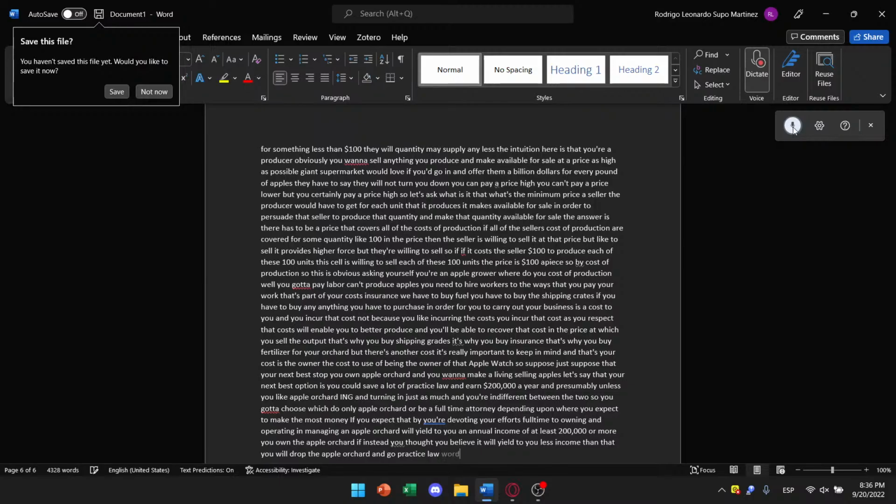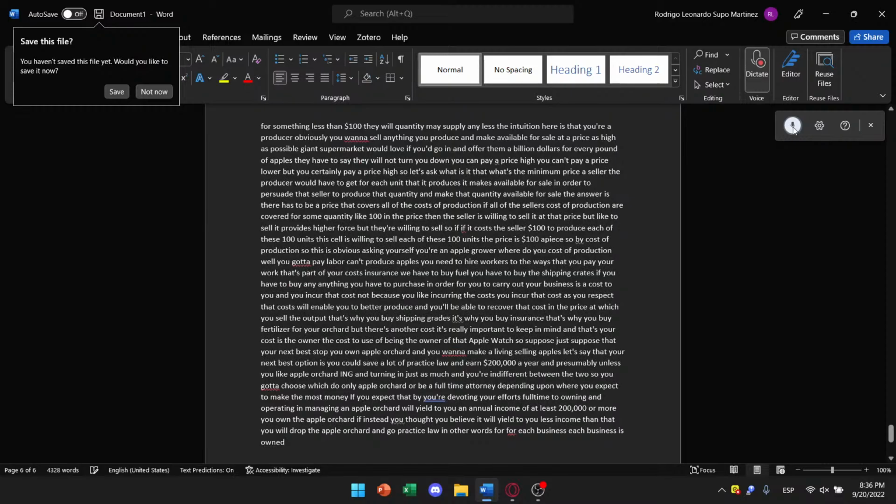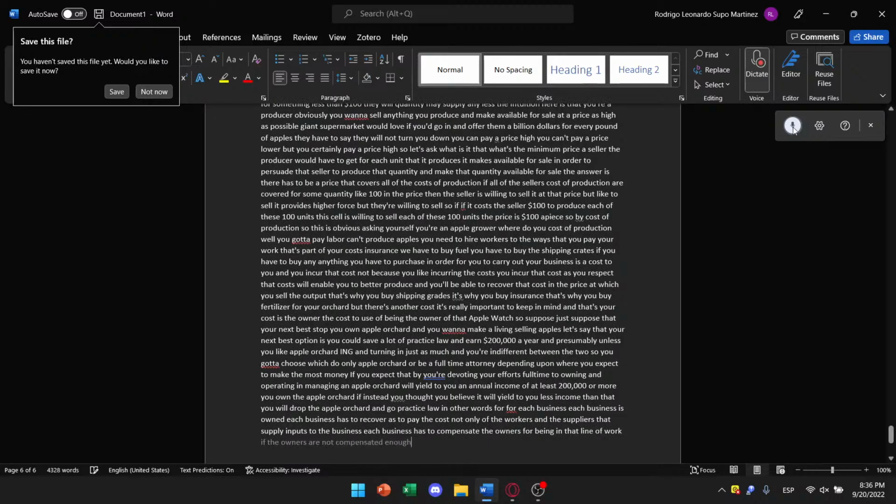In other words, each business has to pay the cost not only of the workers and the suppliers that supply inputs to the business. Each business has to compensate the owners for being in that line of work. If the owners are not compensated enough to be in that line of work, they will drop that line of work. They'll do something else.